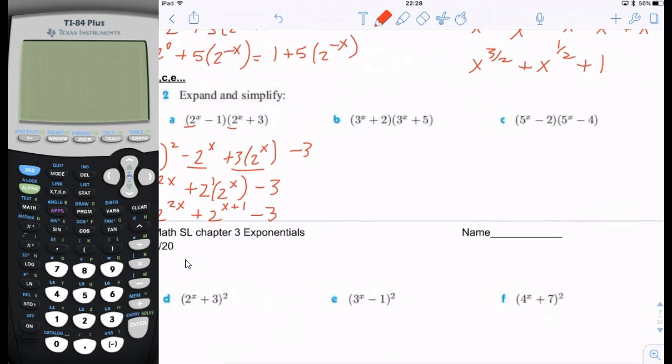Let's see, the last one, C. So it's 5 to the x minus 2 times 5 to the x minus 4. So the first term would be 5 to the 2x, right? 5 to the x times 5 to the x. You could add the two x's together. The last term would be plus 8 because negative 2 times minus 4. Then I would have the two middle terms. I would have negative 2, 5 to the x, minus 4, 5 to the x. And so the middle terms could be combined into negative 6, 5 to the x, plus 8. And the first term would be 5 to the 2x. I don't think I can do anything more than that.